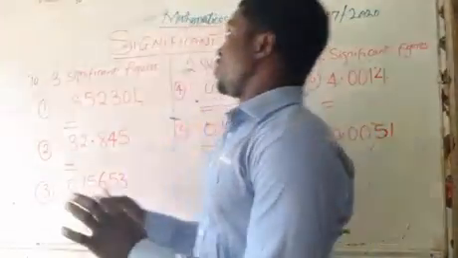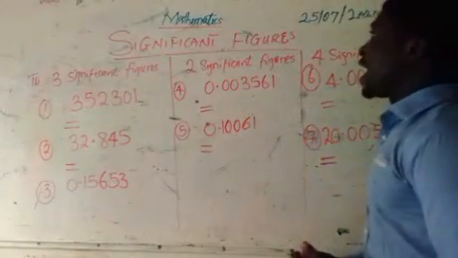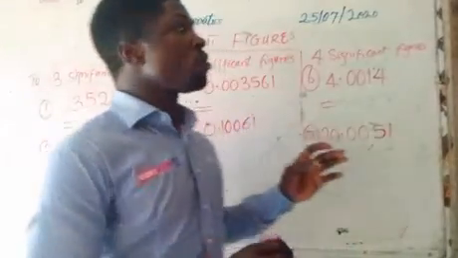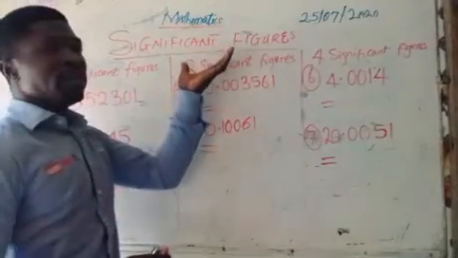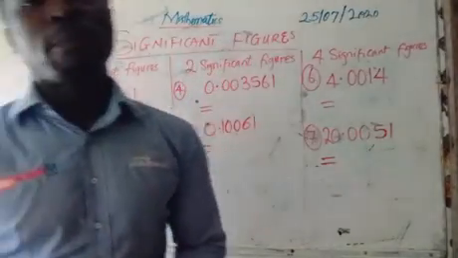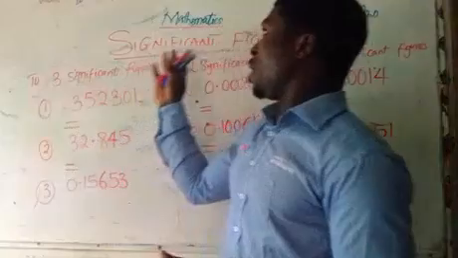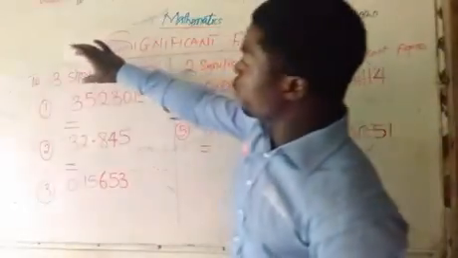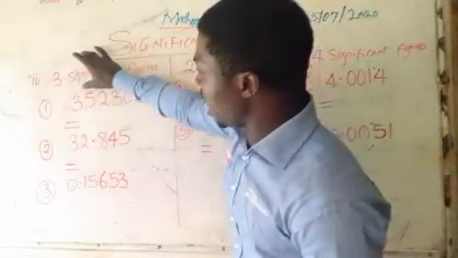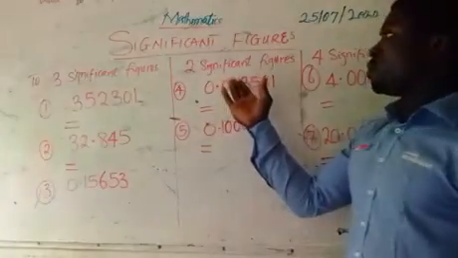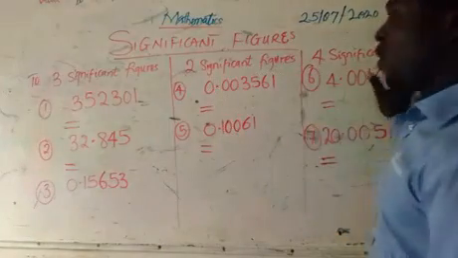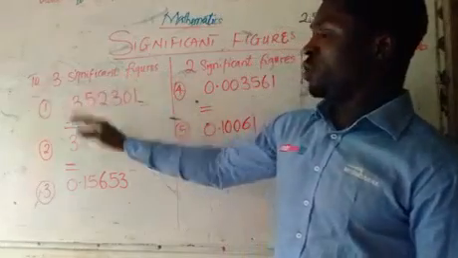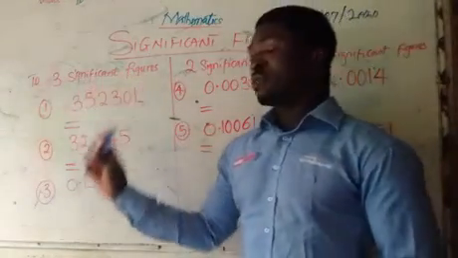A number of digits used to denote an exact value to a specified degree of accuracy is what we refer to as significant figures. In our previous discussion, we talked about approximation. Today we are going to learn how to approximate a given number to either 3 significant figures, 2 significant figures, or 4 significant figures. We begin with the first one, to 3 significant figures.